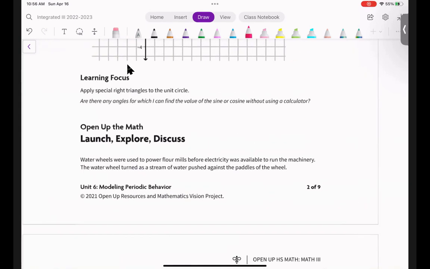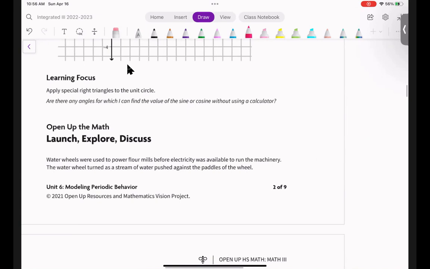It says, today you'll be able to apply special right triangles to the unit circle. And are there any angles for which I can find the value of sine or cosine without using a calculator? And the answer now is yes. You will be able to do that. You actually have been doing that for quite some time, but now we're going to put it all together.